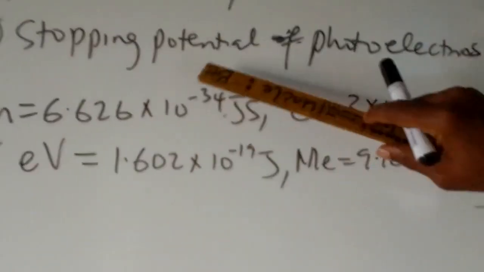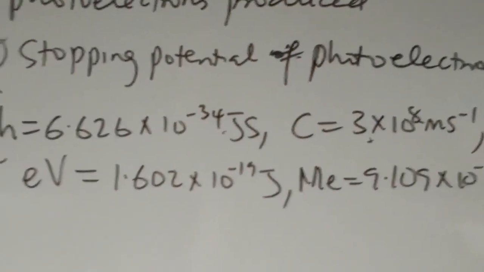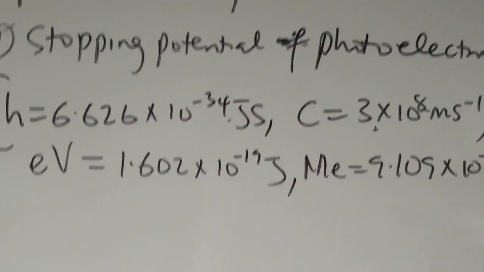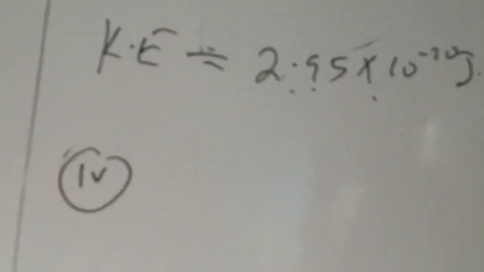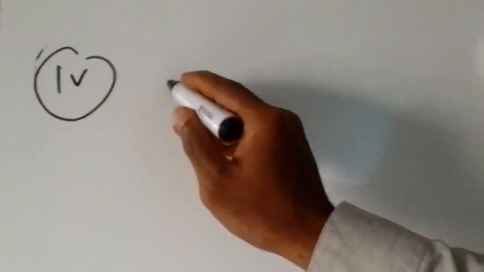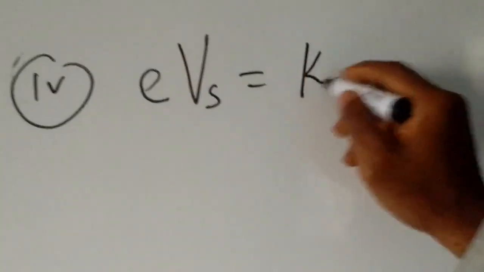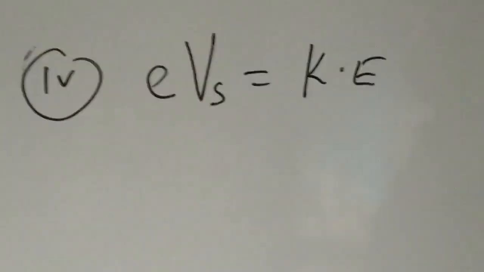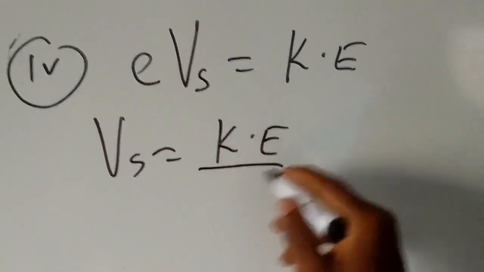The last question of today says IV, the stopping potential of the photoelectrons. We have to find the stopping potential of the photoelectrons. So we'll go back to the whiteboard. Remember, when we studied this topic, if you have not done that, go and watch the tutorial video on the photoelectric effect. I told you that the electron charge times the stopping potential will give us the kinetic energy. So we're looking for the stopping potential. Stopping potential is going to be the kinetic energy of the electron divided by the electron charge.